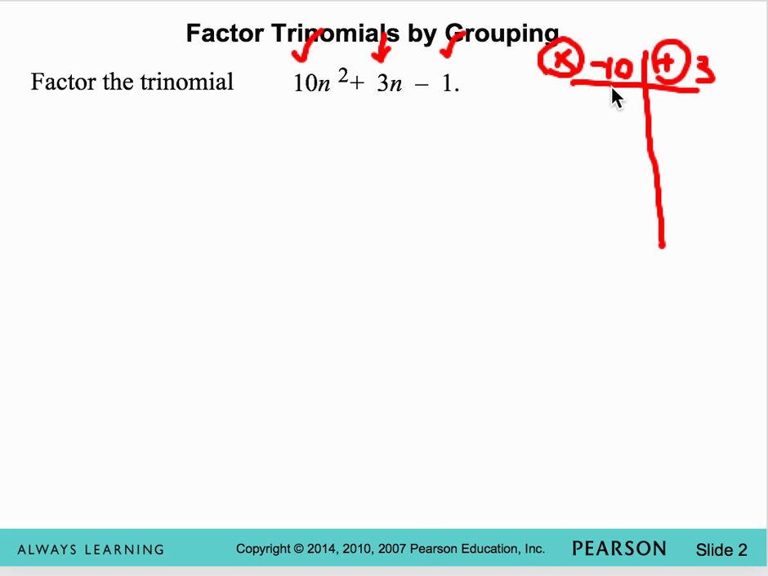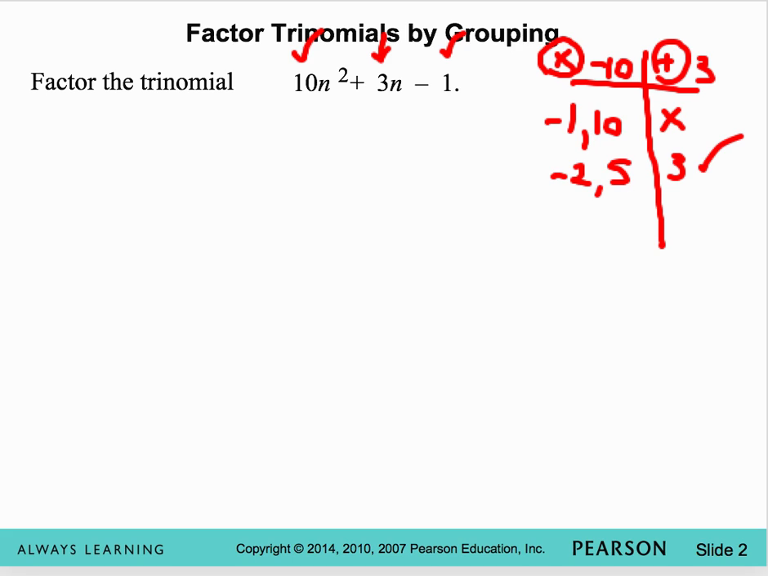Some of you may know these numbers are already 5 and negative 2. If not, go down your list. Now, if this number is negative, one of the numbers I'm multiplying has to be negative. So I could try negative 1 and 10, but negative 1 plus 10 is not 3. I don't care what it is, it's not 3. Okay, so then I'm going to go negative 2 and 5. Oh, look, that's 3. Those are the numbers I need.